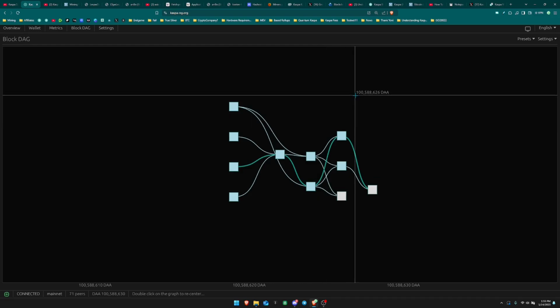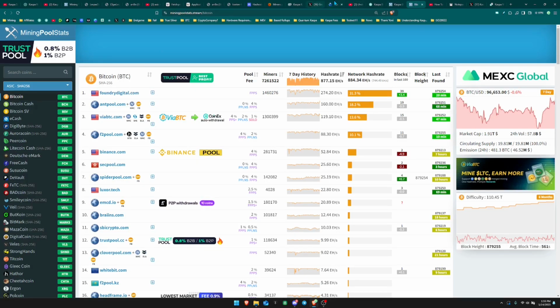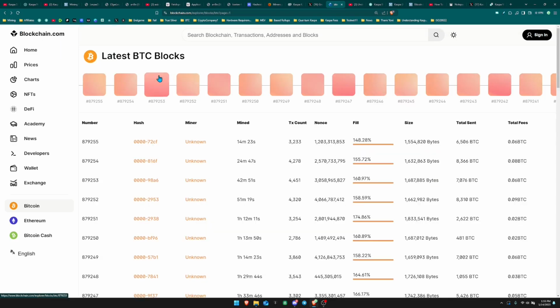This is 600 times faster than Bitcoin, which right now is processing a block every single 10 minutes. So every 10 minutes, a block is added to the network, whereas in Kaspa, every single second, a block is added to the network. This allows Kaspa to process transactions so much faster, and it also increases decentralization of mining.